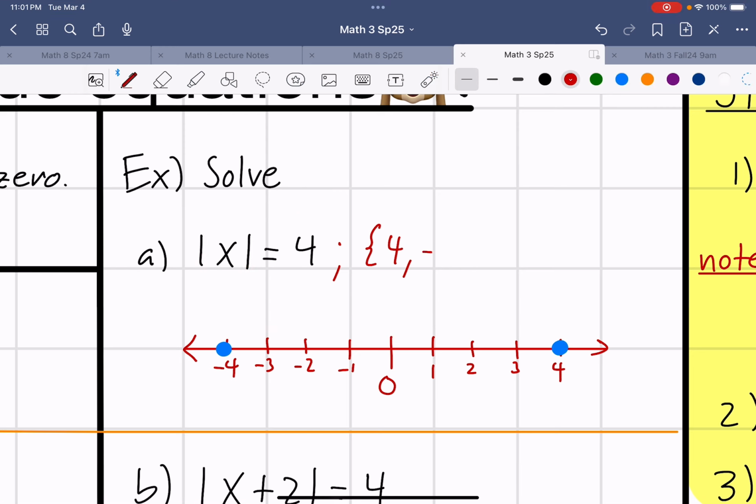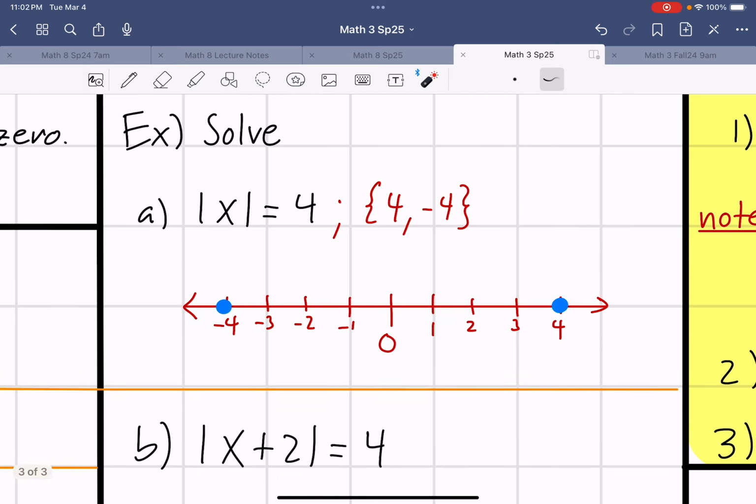Hence, my other answer for x is going to be -4. Now, this is known as set notation, these curly braces. And we can use that to make our solution set, meaning that I get to write all the solutions for this equation in a set. A set just means a collection of objects. Since this is math, the objects we're collecting or listing are numbers.